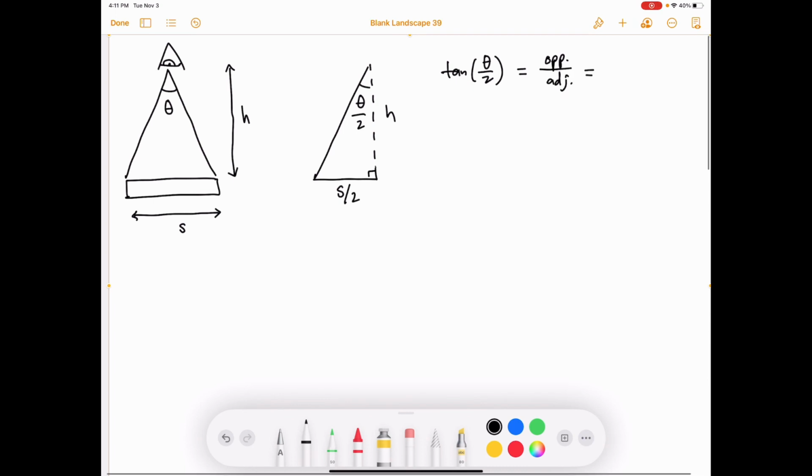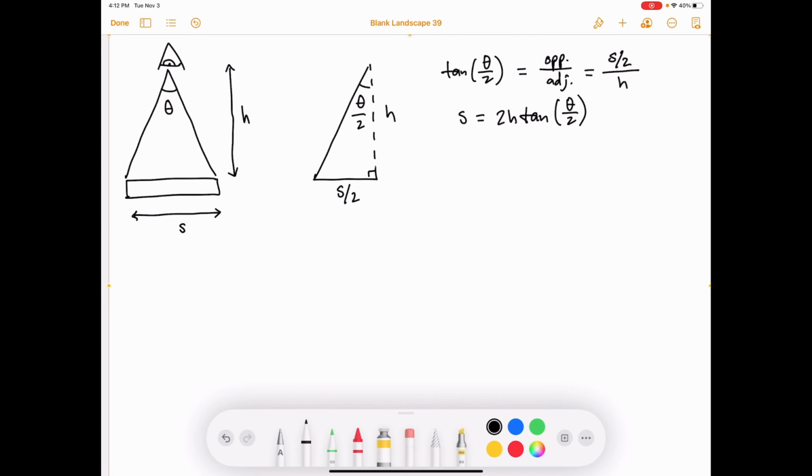Well, the opposite side is s over 2. The adjacent side is h. And we want to solve for s. S, in this case, will equal 2 times h times tangent of theta over 2.